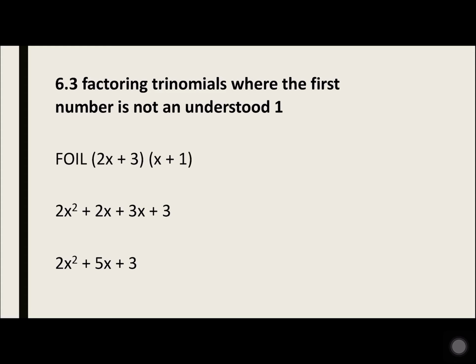Outside, 2x times 1, 2x. Inside, 3 times x, 3x. Last, 3 times 1 is 3. Add our like terms in the middle. 2x plus 3x equals 5x. So we have 2x squared plus 5x plus 3.